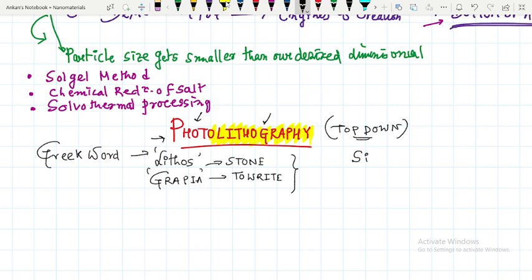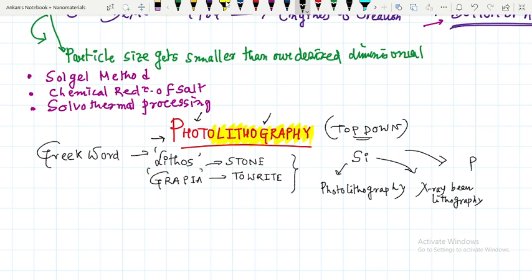Another lithography process is particle beam lithography, where electron beams or ions are used to modify the material properties. So there are three types of lithographic patterns. The first one is photolithography or light lithography. The next one is X-ray beam lithography, and another one is particle beam lithography.